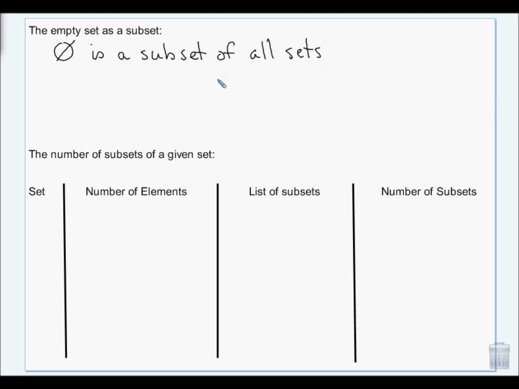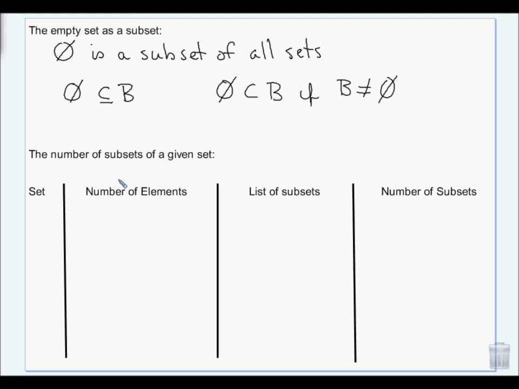And remember how yesterday we discussed that the empty set is not an element unless it's actually listed. So the empty set is not an element of all sets unless it's listed, but it is a subset of all sets. And so you could say it's a subset of B, and it's a proper subset of B if B is not the empty set. Okay? So as long as B has something in it, the empty set is a proper subset.